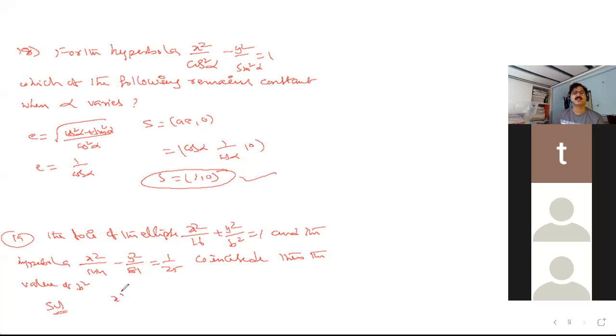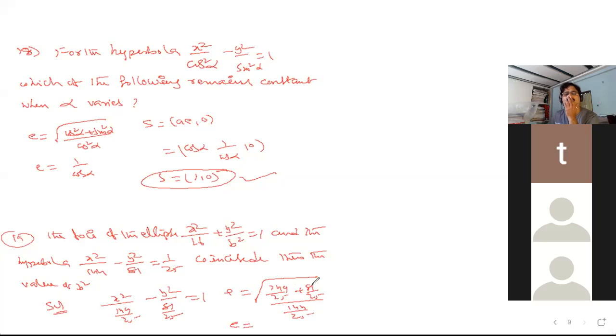You see this one. This can be written as x square by 144 by 25 plus y square by 81 by 25 equal to 1. I am trying to find e here, because the foci coincide. So e squared is (144 by 25 plus 81 by 25) by 144 by 25. 144 plus 81 means 225, so 225 by 144 gives 15 by 12, so e is equal to 5 by 4.